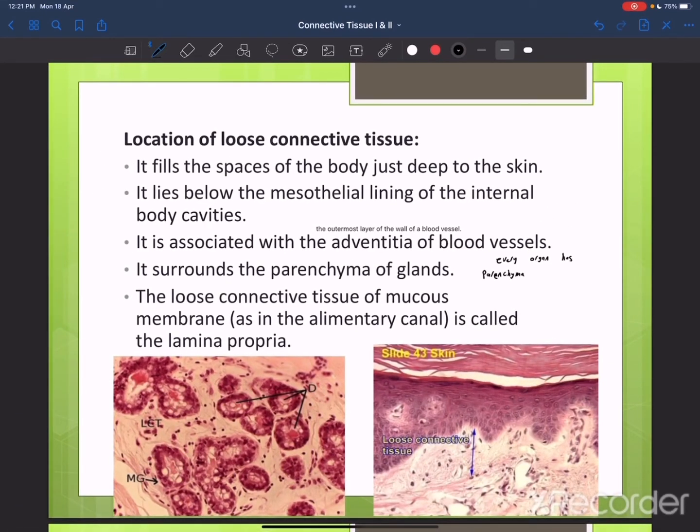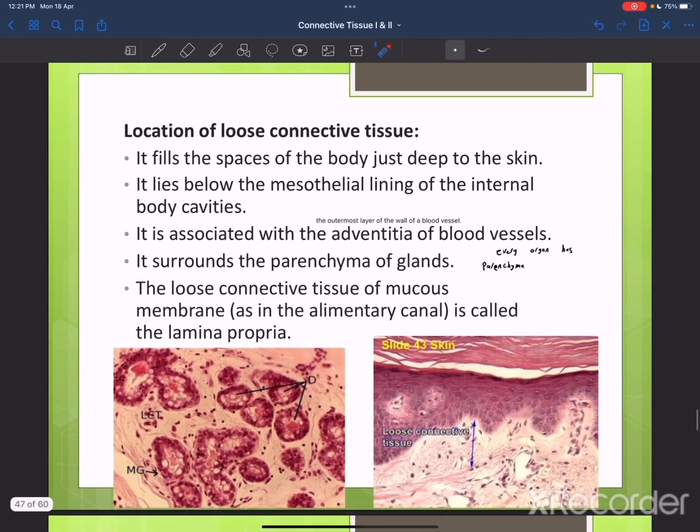It also forms the capsule of an organ, like for example the capsule of the kidney or the capsule of any organ. Also, the loose connective tissue of the mucous membrane of the alimentary canal. Beneath the epithelium, we have this type of connective tissue, which is called lamina propria. We mentioned the term lamina propria many times. You have to recognize it.